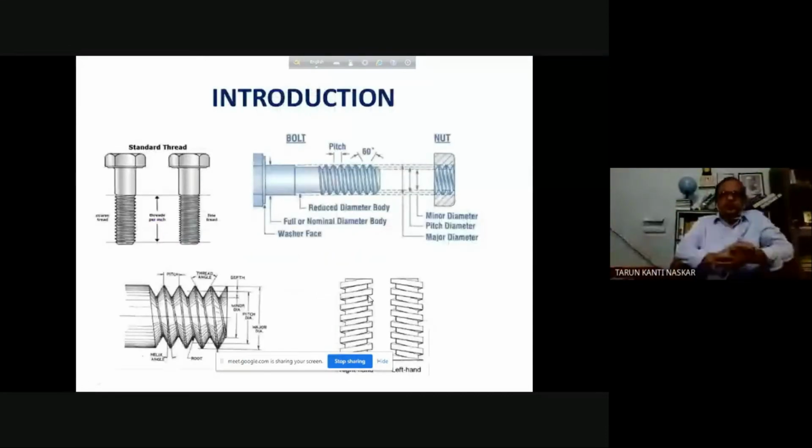Now all of you have seen a threaded fastener. These are the standard bolt, standard pin. This is coarse thread. You compare these two. I was just discussing what is coarse thread and fine thread. You just see that for coarse thread the pitch is higher, and for fine thread the pitch is lower.